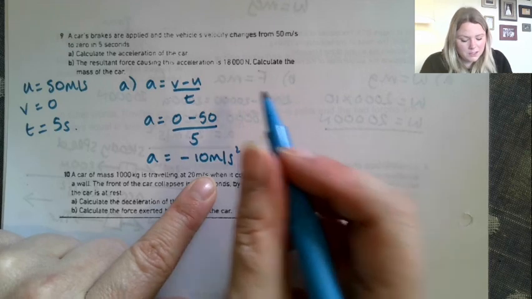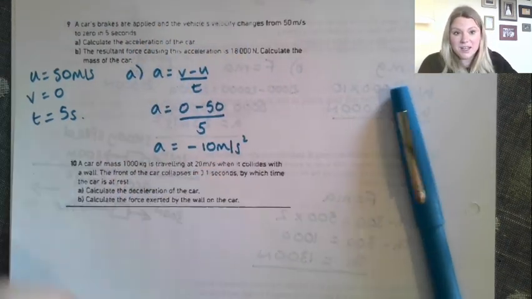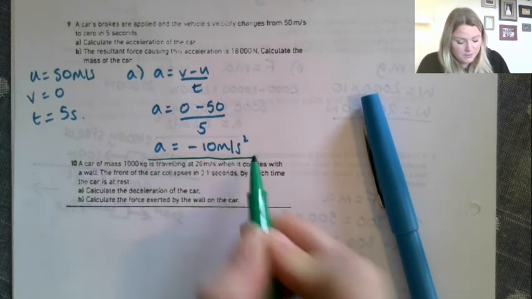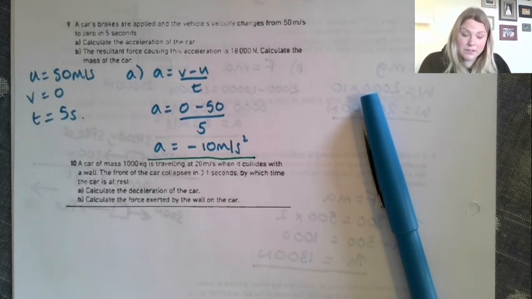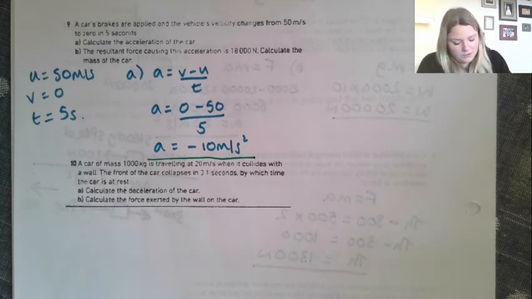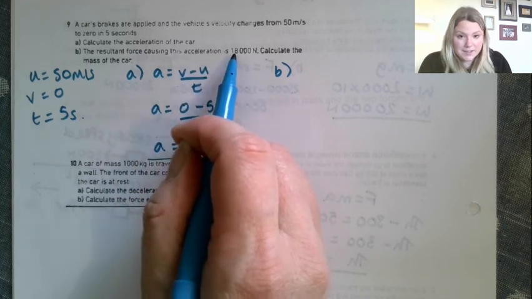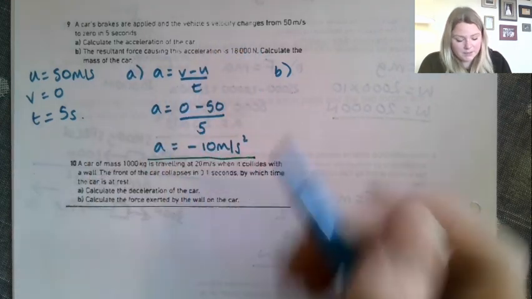Now at this stage I'm having a quick glance up. Yeah, it did ask for acceleration, so the acceleration is a minus, so just leave your answer like that. If it had asked for deceleration, then I would put positive 10 in there. Now B, the resultant force causing this acceleration is that many newtons. Calculate the mass of the car.